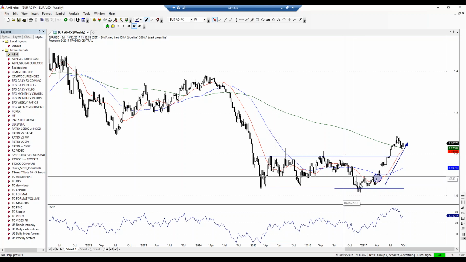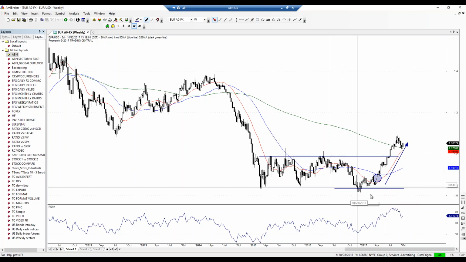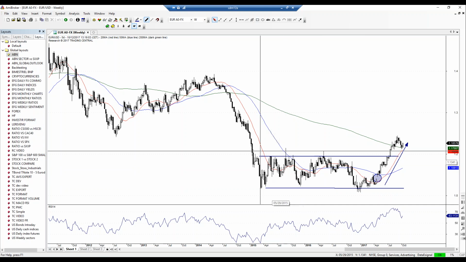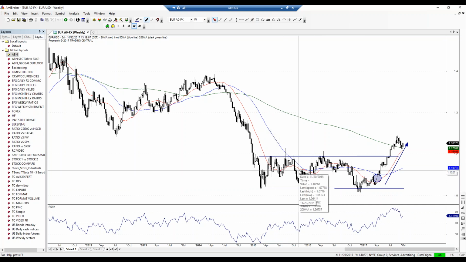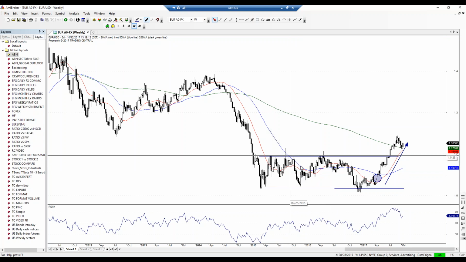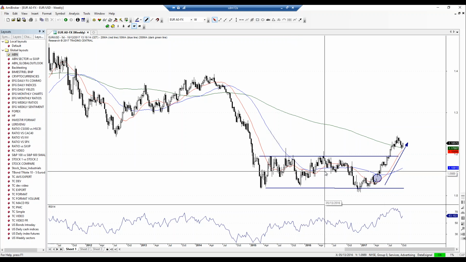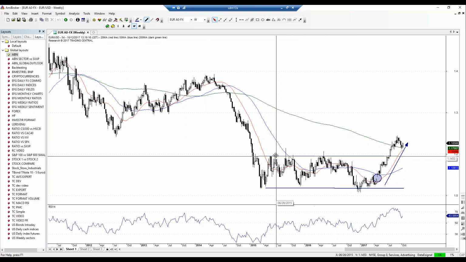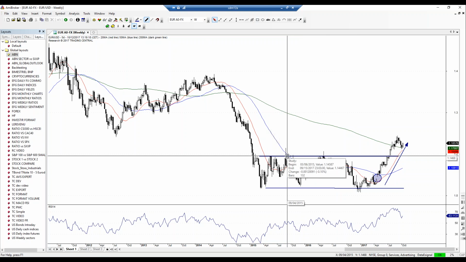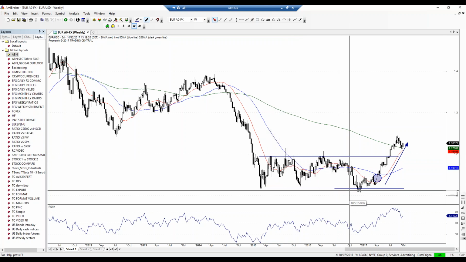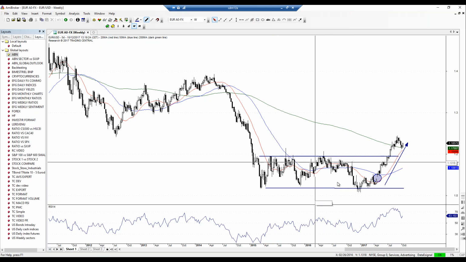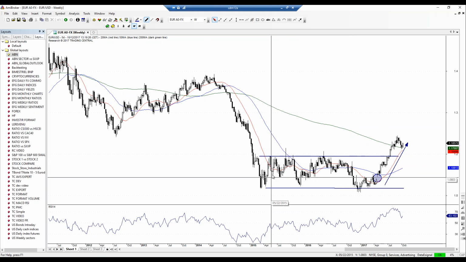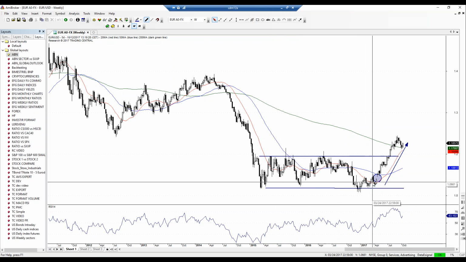So within this phase, there is nothing very interesting to do regarding strategies on a medium-term basis. If you want to invest on euro-dollar within an accumulation phase, all that you can do is to sell the upper end of the range and to buy the lower end of the range. That's the best strategy to adopt within an accumulation phase, within a trading range phase or a sideways market.